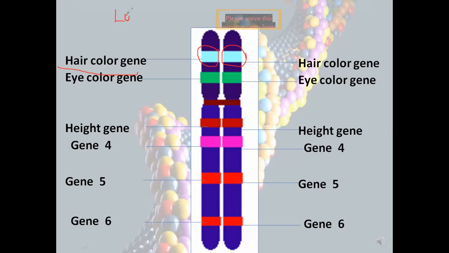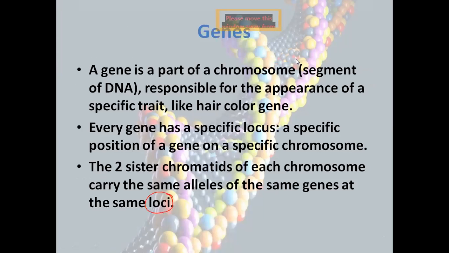What is the meaning of loci? It's the plural of locus. This means the same position. Also, the eye color gene is found here, so it should be on the second sister chromatid at the same site or region. The height gene also is found at this region of this chromosome, so it would be at the same site in the second chromosome. Gene 4, 5, 6, and so on. All of them should be at the same loci.